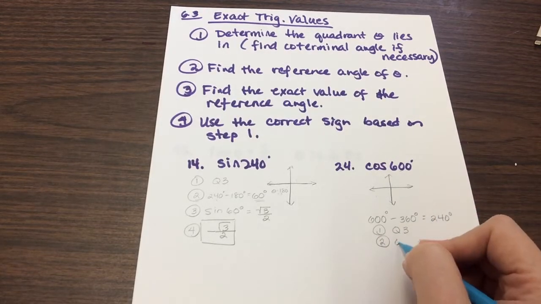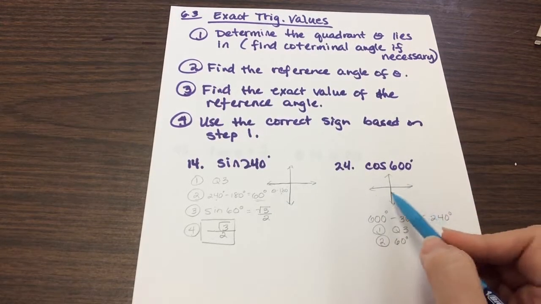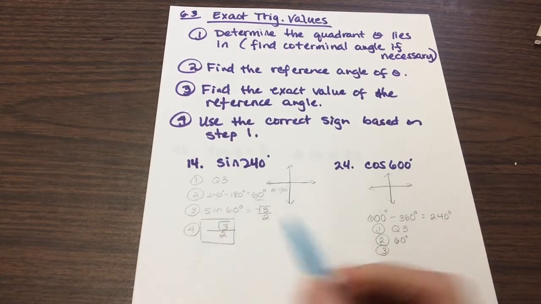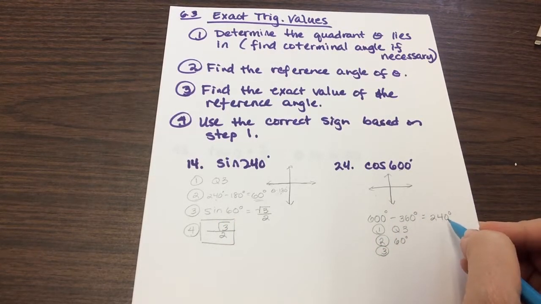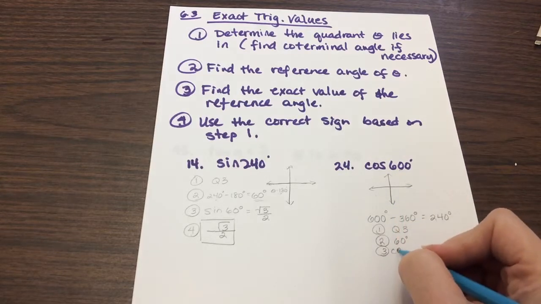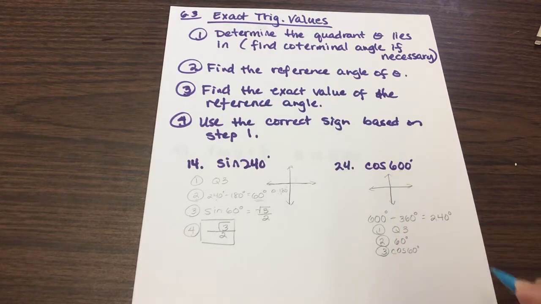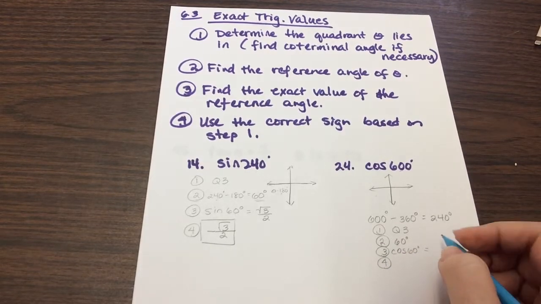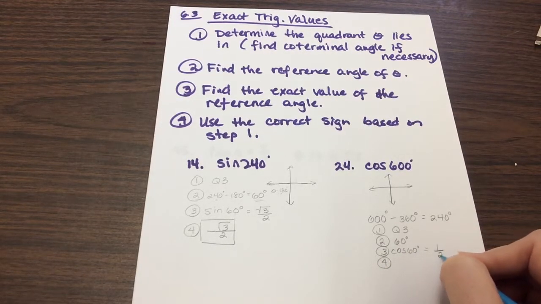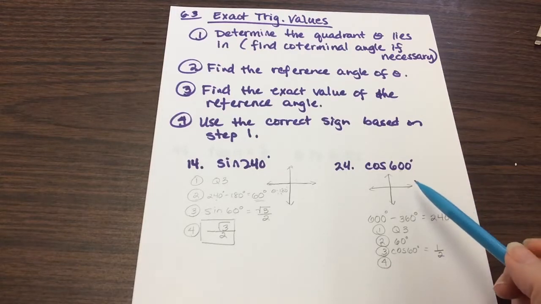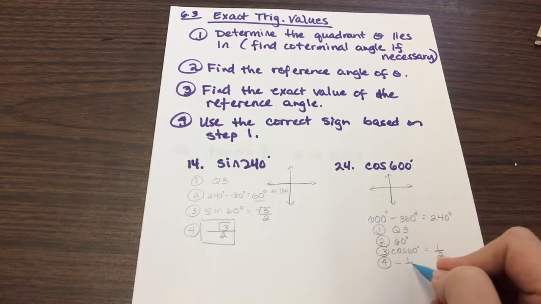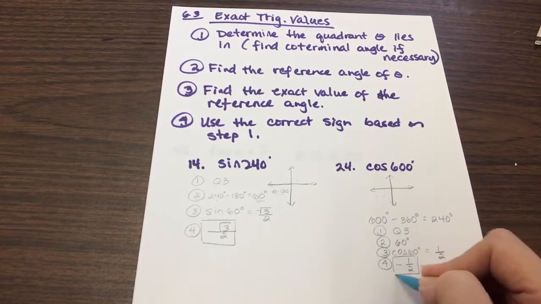My reference angle is 60 degrees. I already determined that because I did 240 minus 180. This time, instead of looking for the sine of 60 degrees, I'm looking for the cosine of 60 degrees. And the cosine of 60 degrees, you look back at your chart, or if you already know it, is 1/2. And cosine in the third quadrant is negative. So my final answer is going to be negative 1/2.